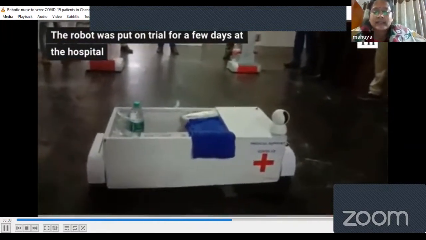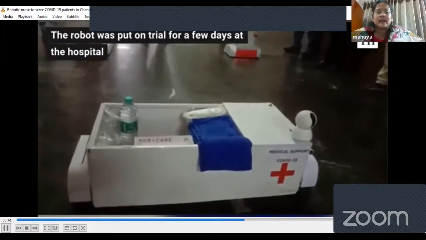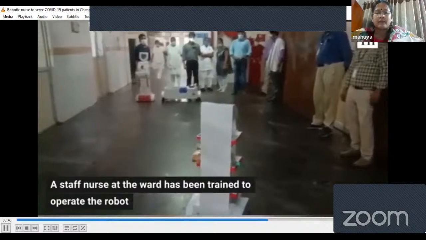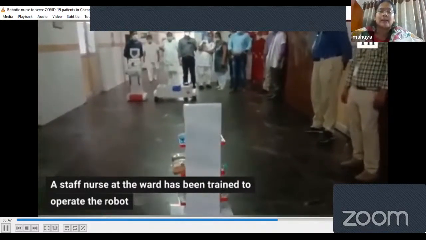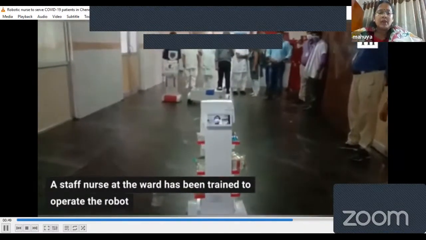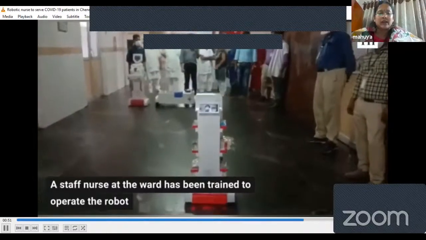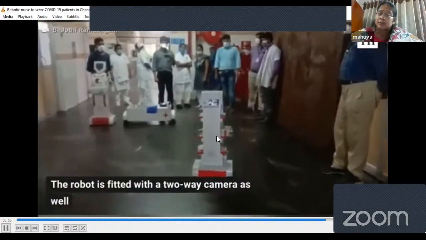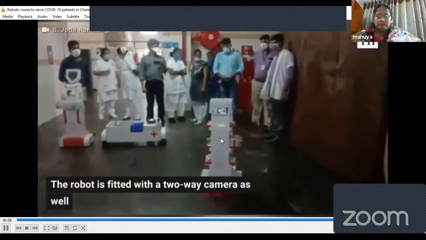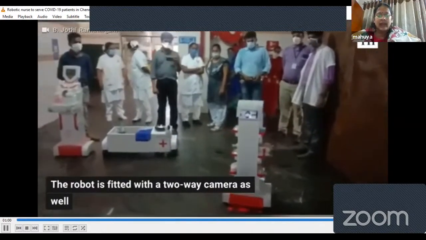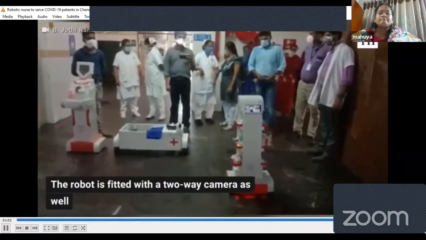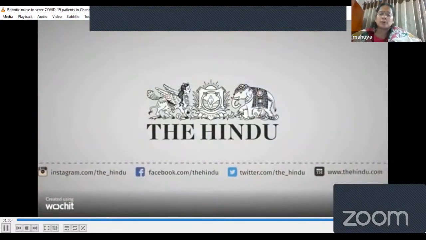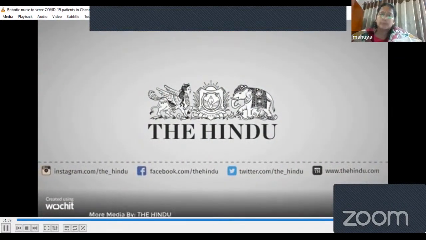I want to share this because whenever we think of a new invention, we have to think about industrial applicability. A staff nurse at the ward has been trained to operate this robot, and it was also devised by a startup. In that way, students may be encouraged to see this. In this post-COVID situation, this robot helps a lot.